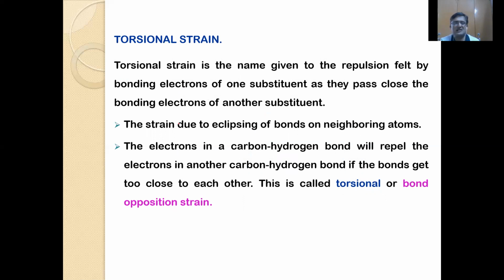That means the strain due to eclipsing of bonds on neighboring atoms. This is very important. Strain due to eclipsing of bonds on neighboring atoms. The electrons in a carbon-hydrogen bond will repel the electrons in another carbon-hydrogen bond if the bonds get too close to each other. This is called torsional or bond opposition strain. It is torsional or bond opposition strain.